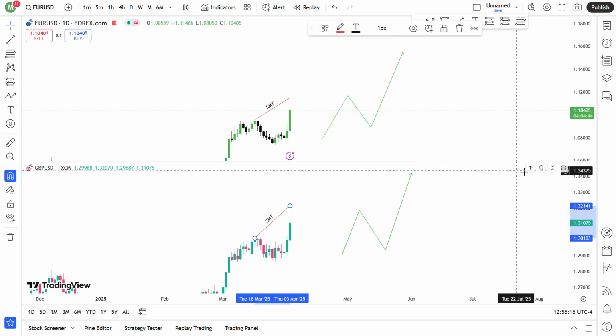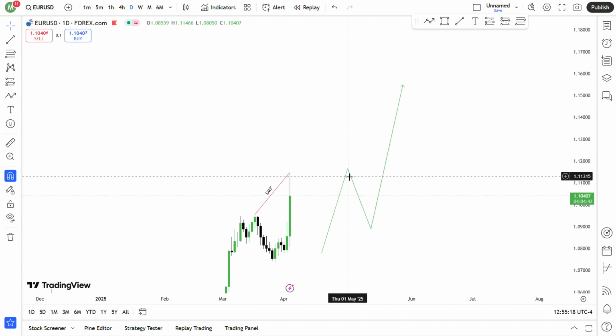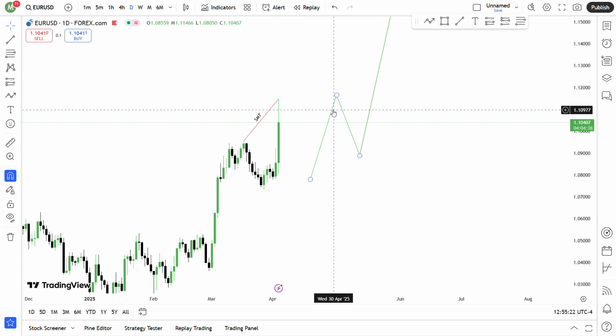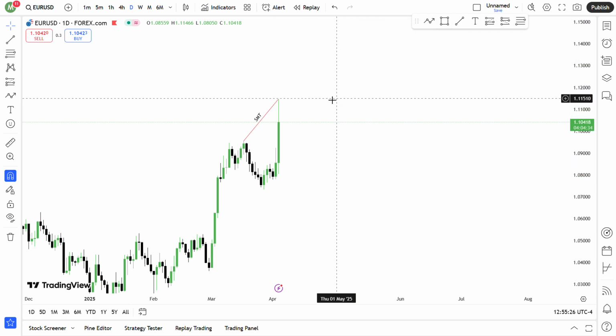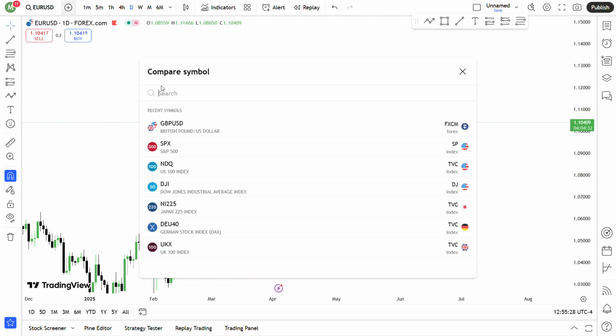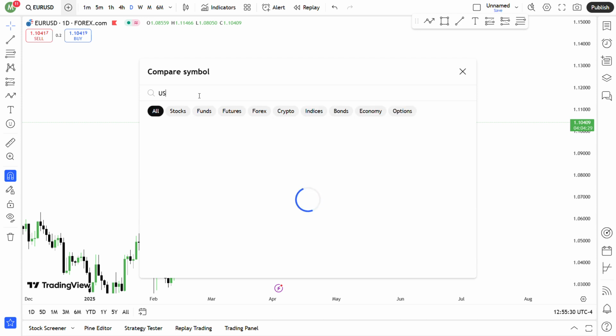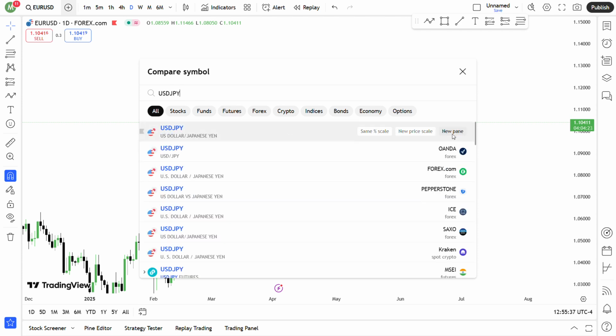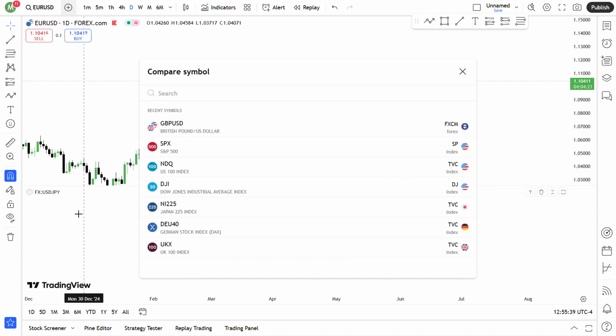Now we are going to see the negatively correlated SMT. In a negatively correlated pair, if the market creates a higher high, the negative pair will create a lower low. So now I am going to use USD JPY, which is a negatively correlated pair.